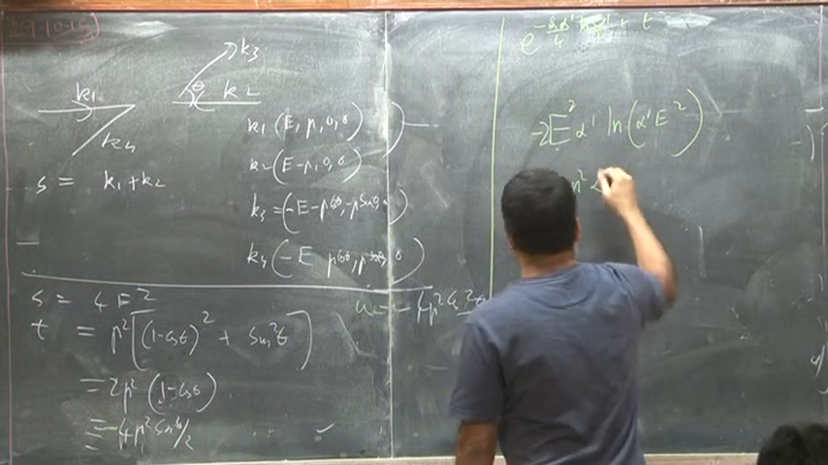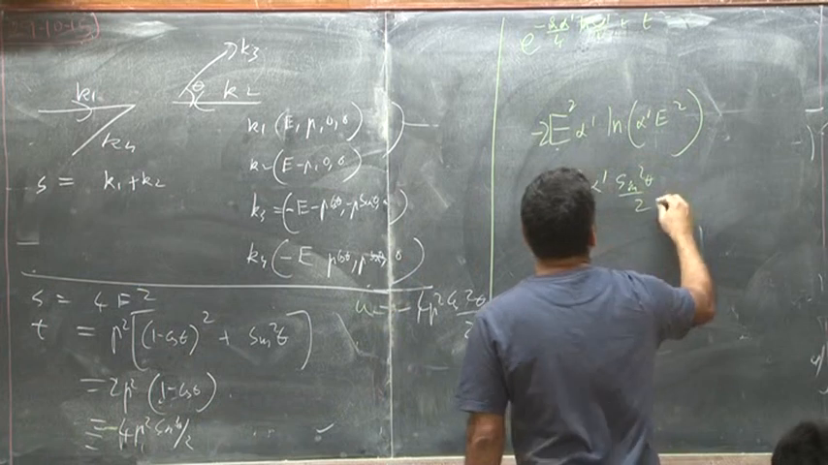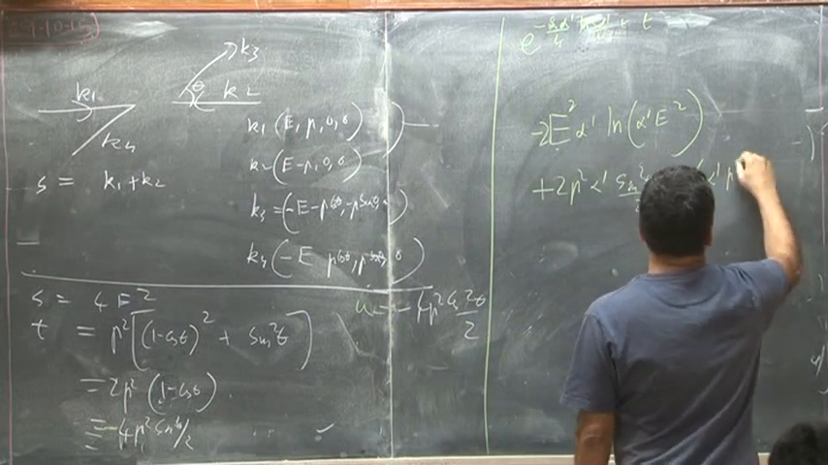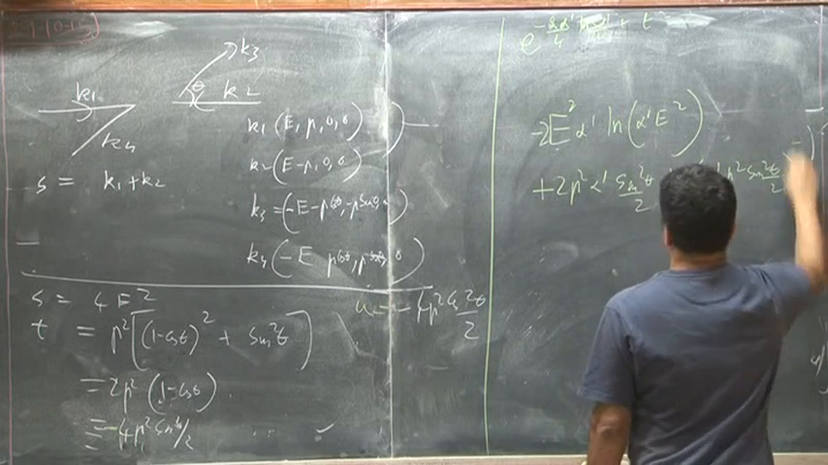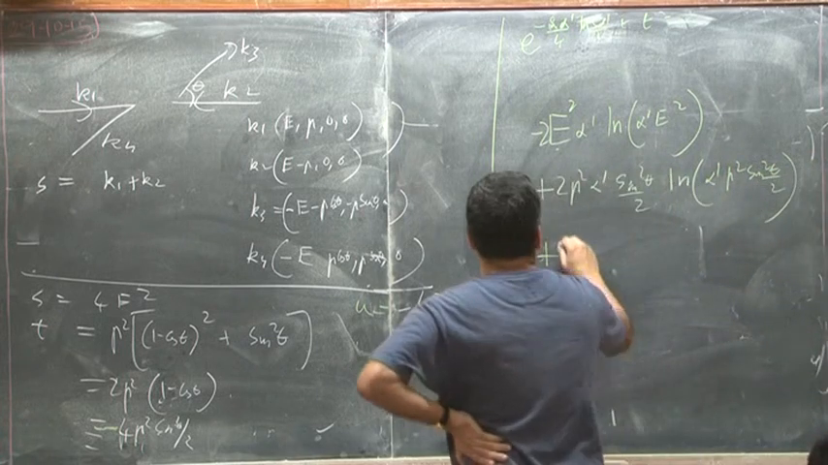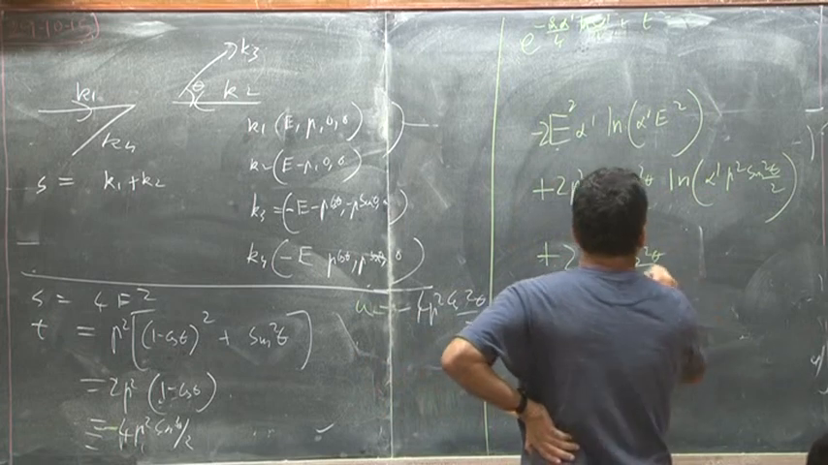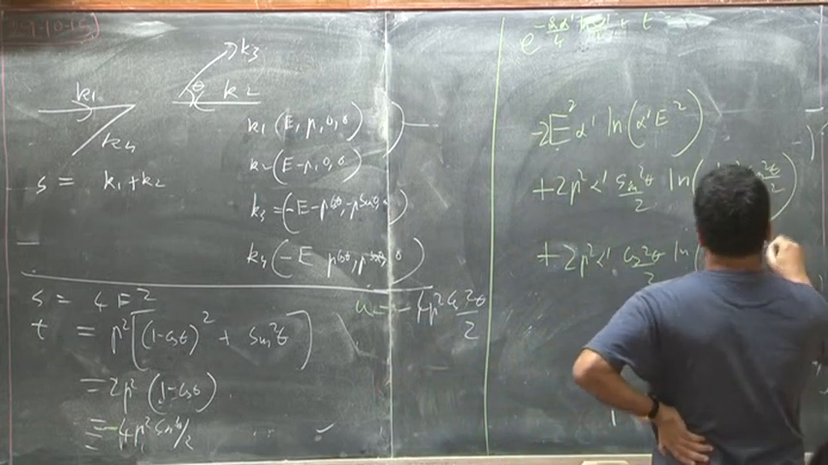Okay. So this will be plus 2p squared alpha prime sine squared theta by 2 log of alpha prime p squared sine squared theta by 2. Right? Plus 2p squared alpha prime cos squared theta by 2 log of alpha prime p squared cos squared theta by 2.